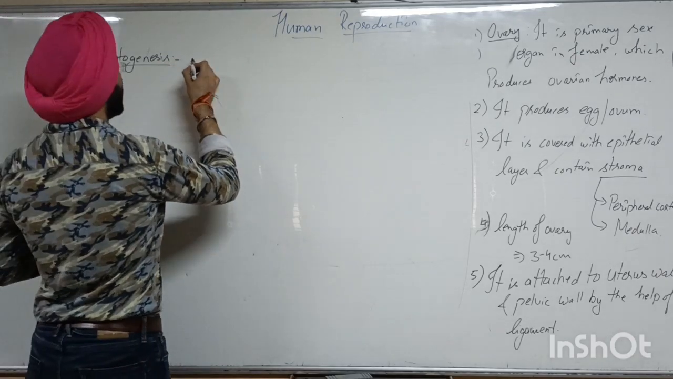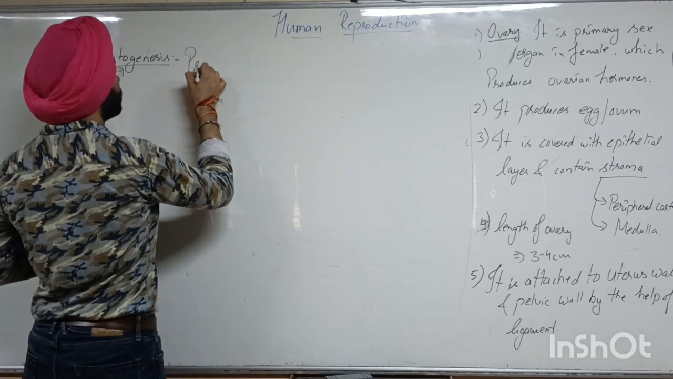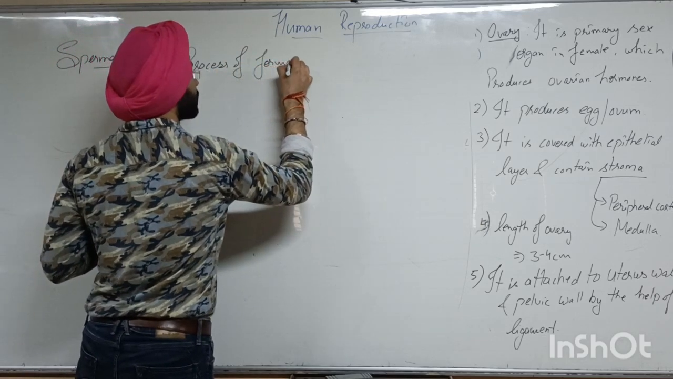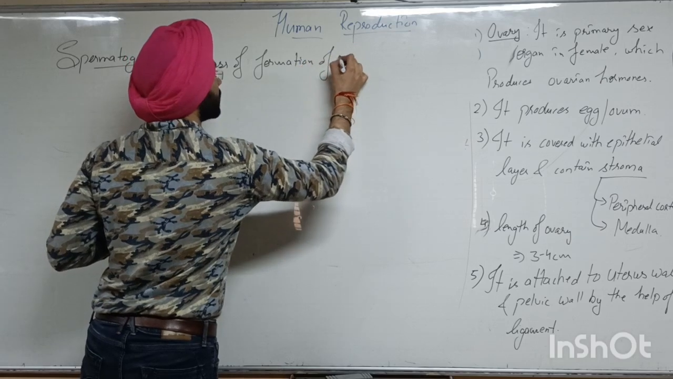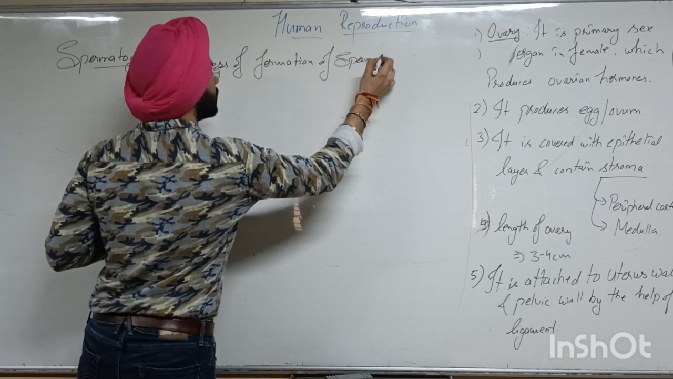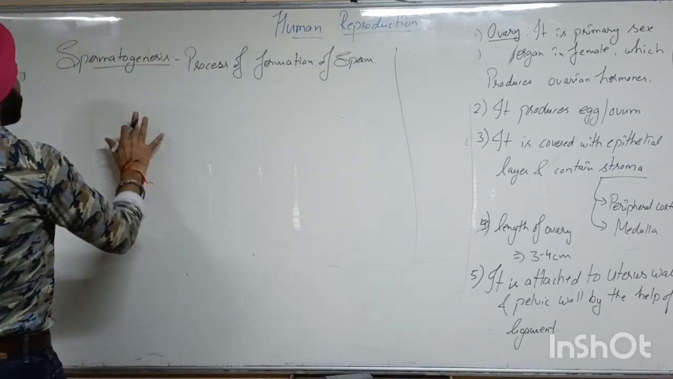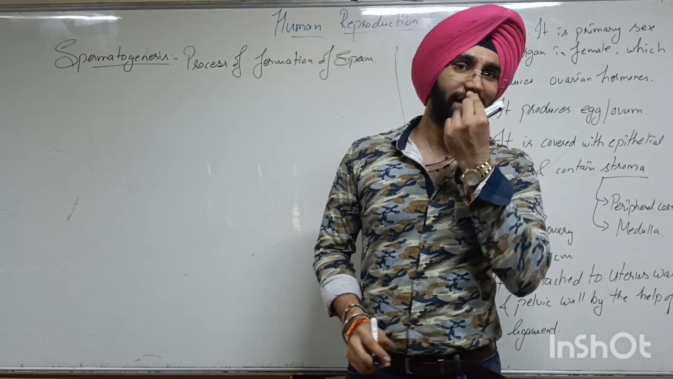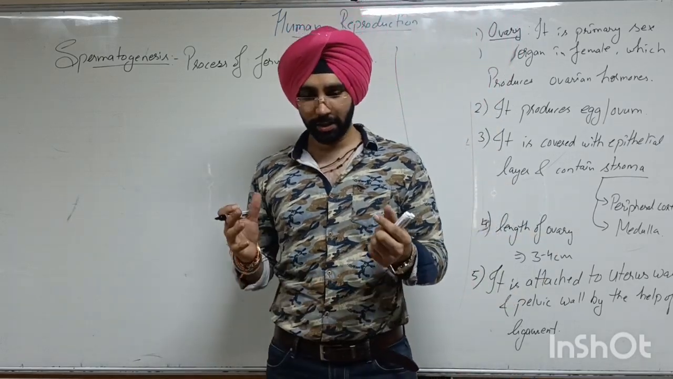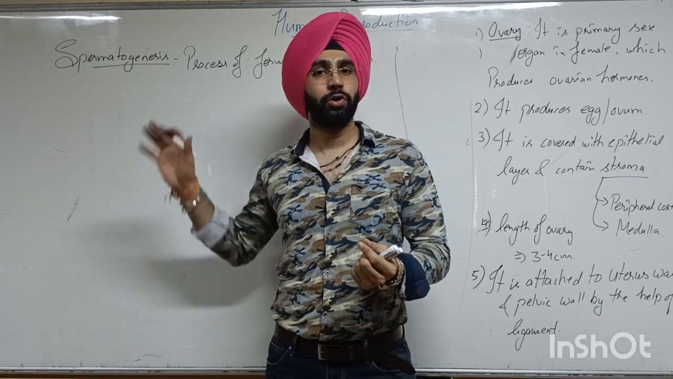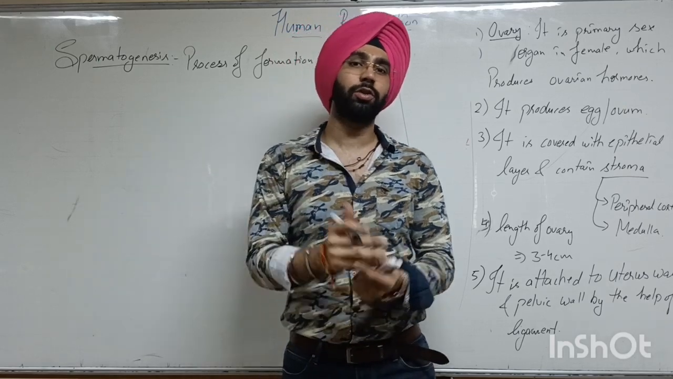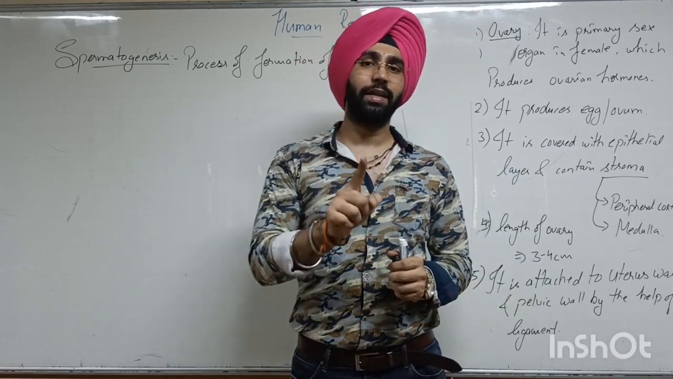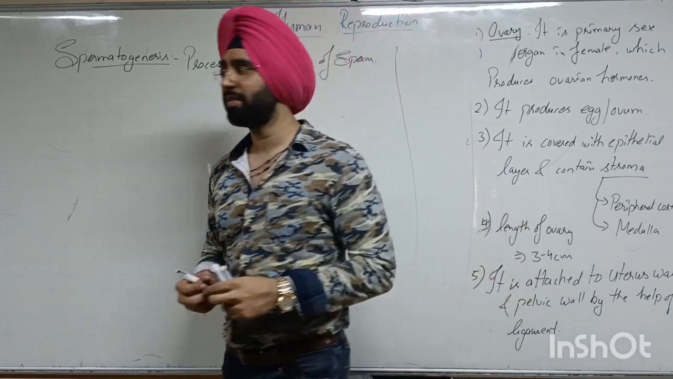It can be defined as the process of formation of sperms. So by that you can understand this. Let's talk about how the sperms are formed. I have already told you in the previous lecture that sperms are produced in the seminiferous tubule, and inside the seminiferous tubule there are two cells, namely the Leydig cells and the Sertoli cells. I have already discussed this in the previous lecture.